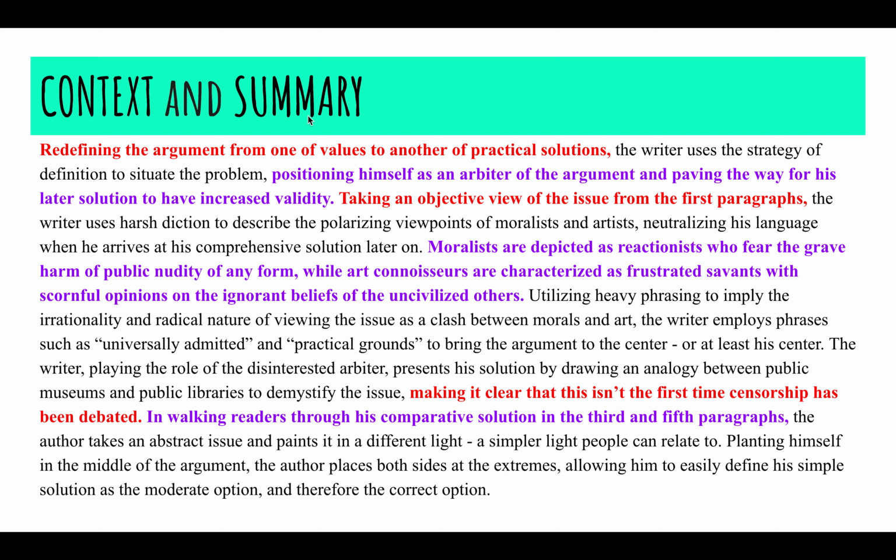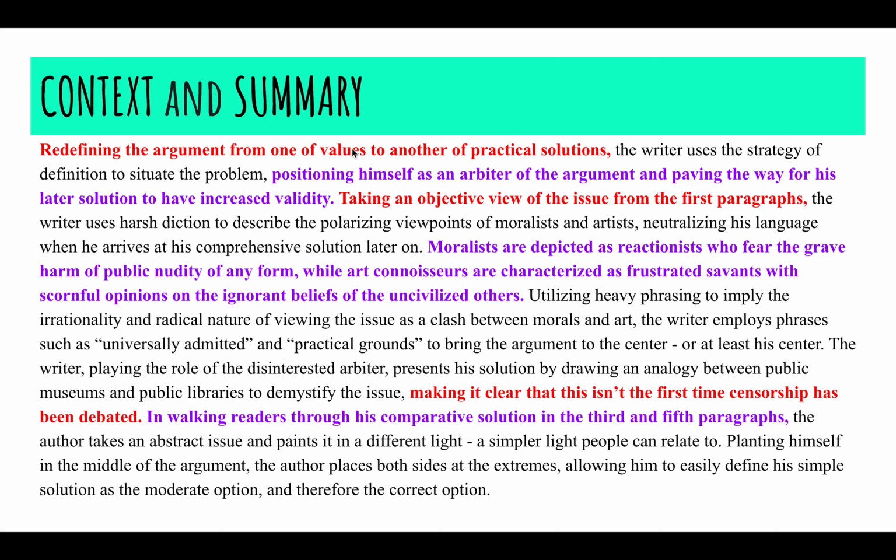You have to anchor your analysis in something. And summary is important, but only when necessary. It should not overwhelm the totality of the text. So context in red, summary in purple. So, redefining the argument from one of values to another of practical solutions.